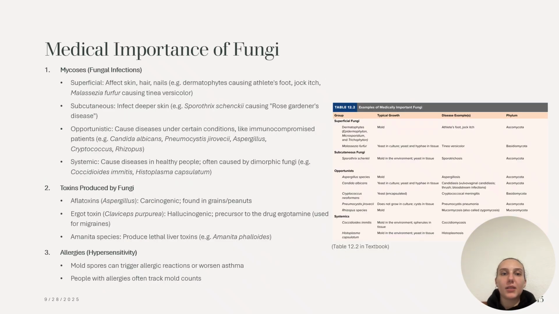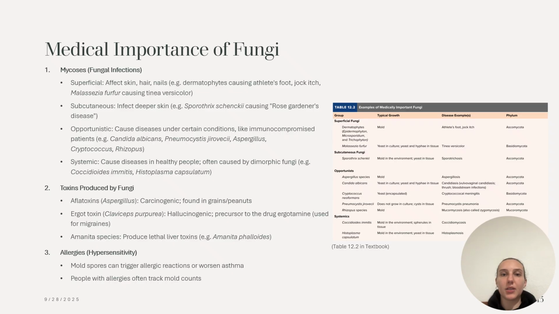Fungi can affect human health in several ways. We have mycoses, also known as fungal infections, and they are classified by how deep they affect the body. We have superficial fungi. These infect keratinized tissues like skin, hair, and nails. Examples include dermatophytes, which cause conditions like athlete's foot and jock itch, and Malassezia furfur, which causes a skin discoloration called tinea versicolor.